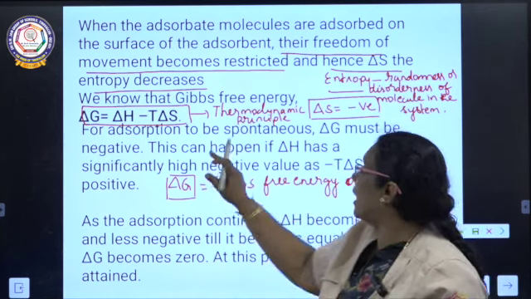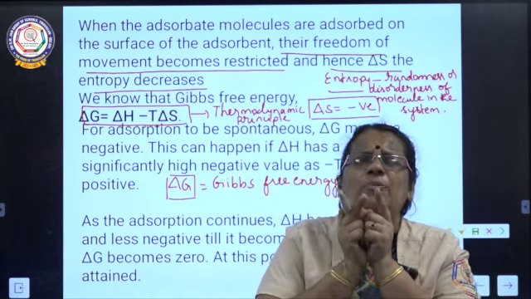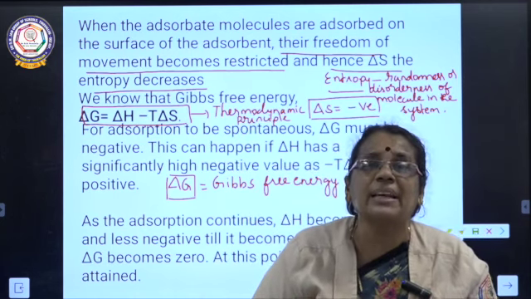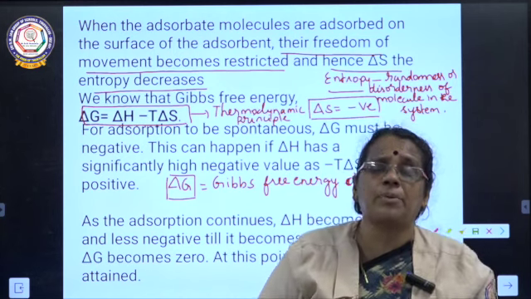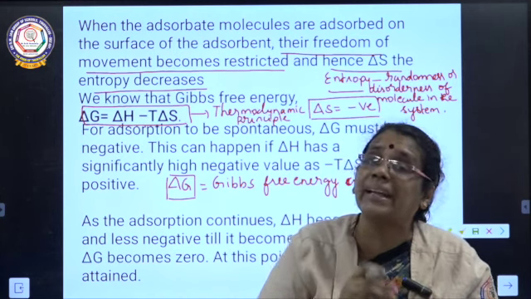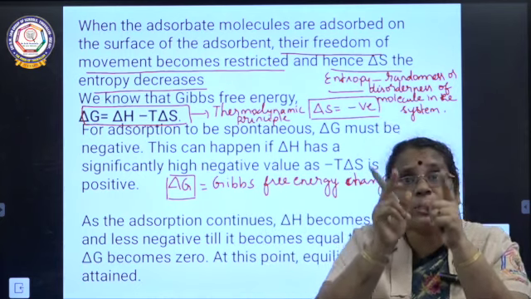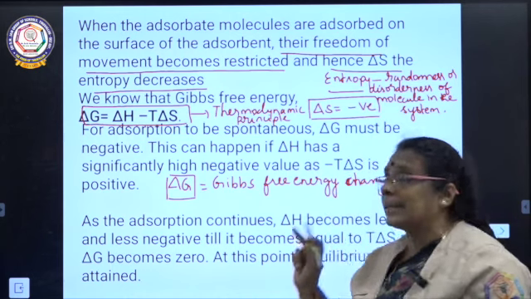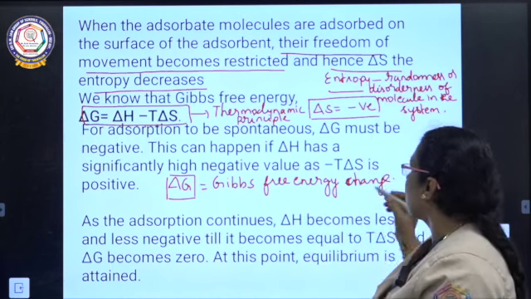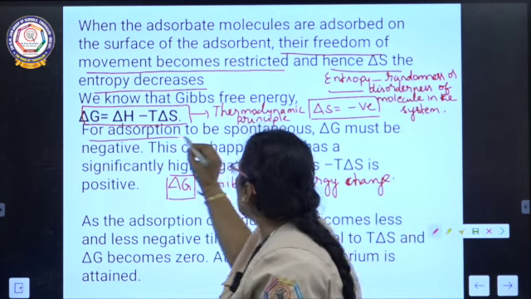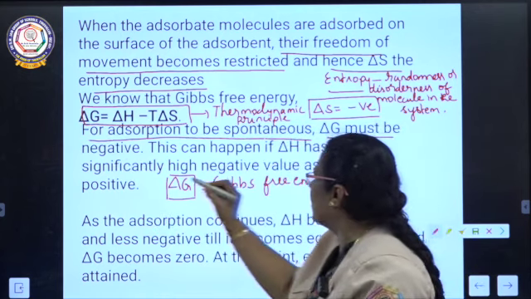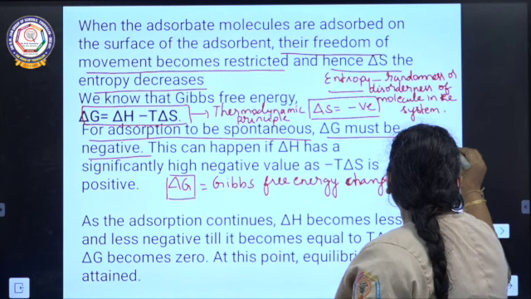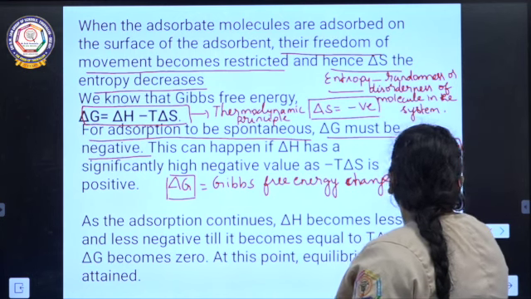For adsorption to be spontaneous. What is spontaneous? Continuously the reaction will be taking place, non-stop. Continuously adsorption will be taking place. It is non-stop, that is a spontaneous reaction. I want my adsorption process to be spontaneous. For adsorption to be spontaneous, delta G must be negative. So what will be the delta G value? Delta G should have a negative value.